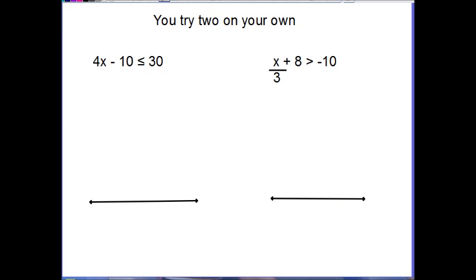Now, you try 2 on your own. Let's see what we can do. Remember, we want to solve this, we want to graph this, and let's make sure that we check at least 1 for good practice. Go ahead.